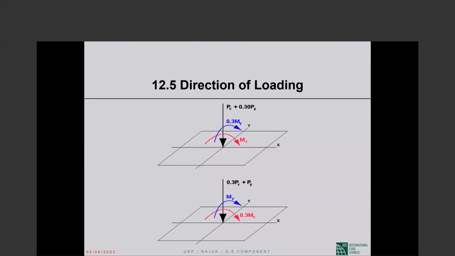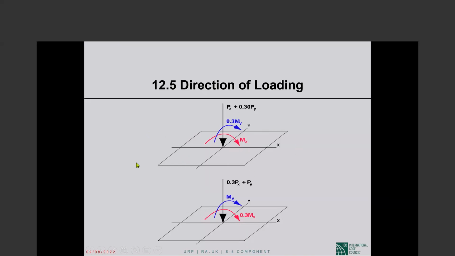When it is a column, okay, X earthquake causes axial force P sub X, bending moment M sub X, and bending moment M sub Y. I'm sorry. X earthquake causes P sub X and M sub X. Y earthquake causes P sub Y and M sub Y.